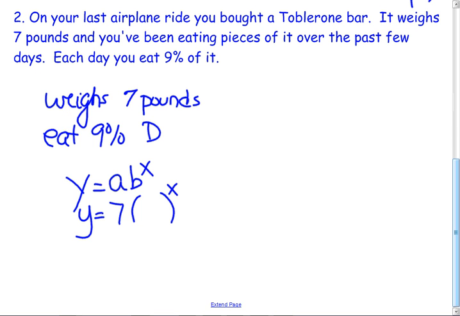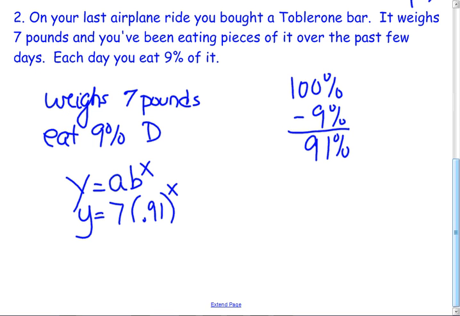It's decreasing 9%. If you listen carefully, this is not hard. You start with all of it and you're going to eat 9%. What's left? 91%. That's your common ratio. This is a very unrealistic problem, so I don't care how much is left after 5 days. That's what we're going to do on the next problems. Can you write those equations?